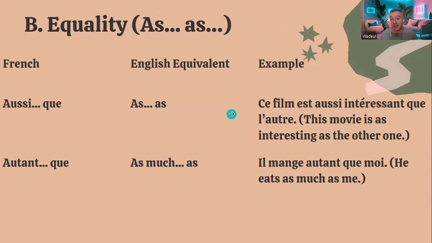This one, equality. As you can say, as: aussi que. Ce film est aussi intéressant que l'autre. This movie is as interesting as the other one. Okay. Autant que, as much as. Very important to use as well. Il mange autant que moi. He eats as much as me. So as always, if you understand that and you remember them, that's brilliant. You need to put them into practice. As always, when you learn something, put it into practice, then you close the loop and you remember them.